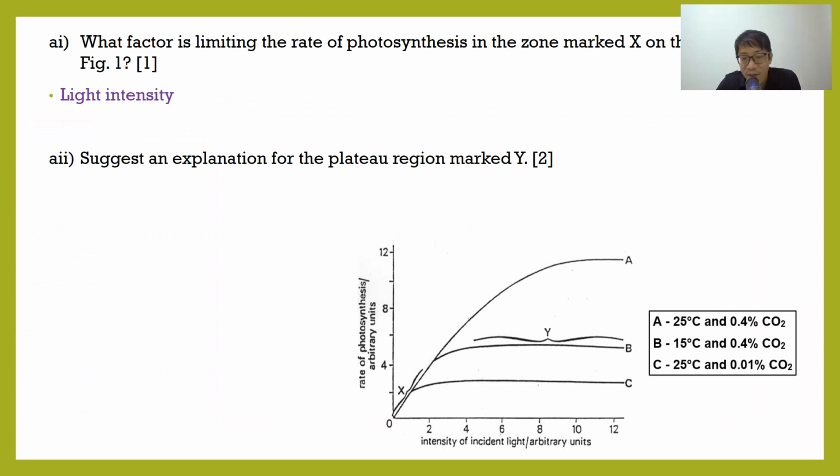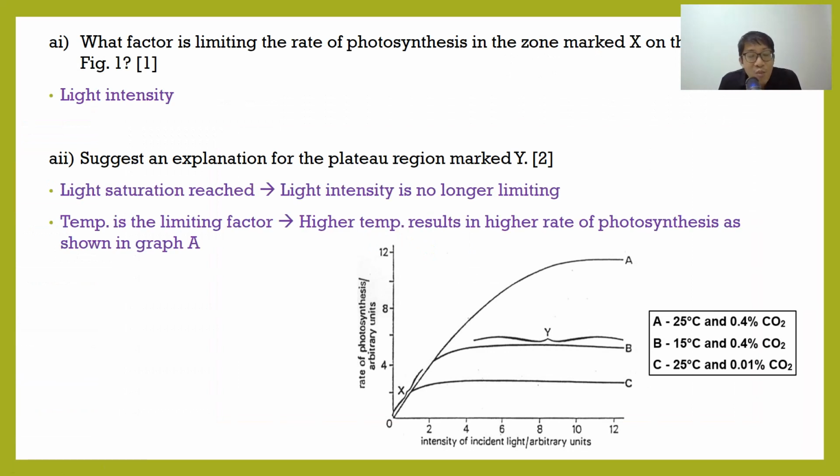As for Y, you can see that light intensity is no longer limiting, because light intensity increases, but the rate of photosynthesis does not increase anymore. So we can say that the light saturation point has been reached. So light intensity is no longer the limiting factor. So another factor is limiting now, and from the graph we can conclude that it would be temperature that would be the limiting factor.